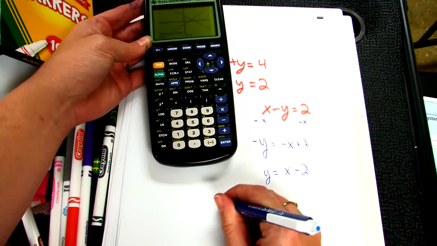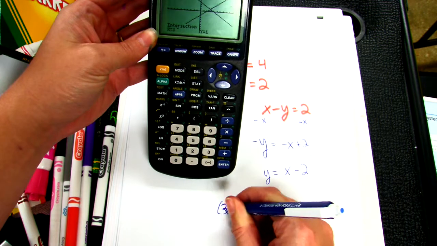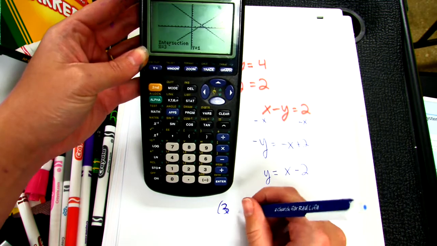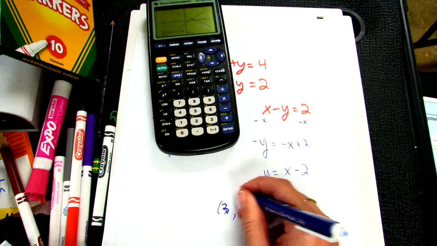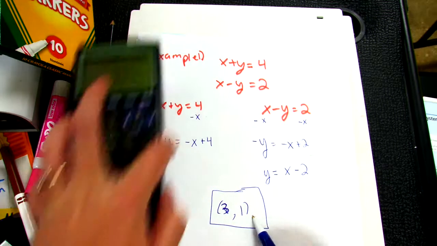That is your ordered pair. X equals 3 and y equals 1. That is your solution to that system of equations. And you can check it, right?